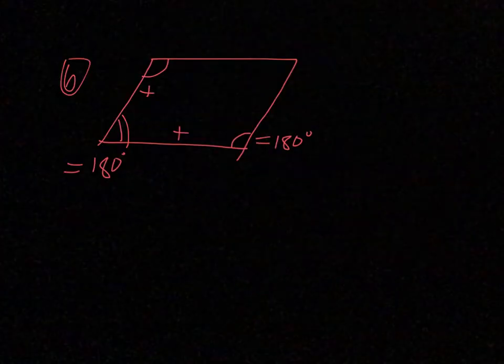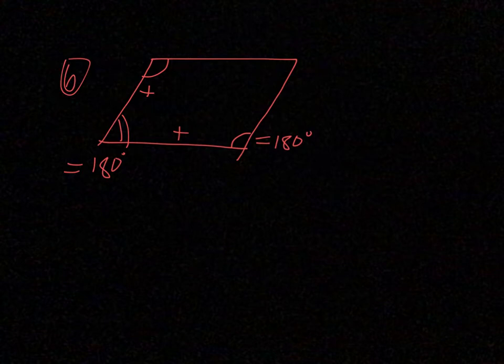Okay, the last way that we can prove that a quadrilateral is a parallelogram is if we prove that consecutive angles, so if I label these A and B are consecutive, meaning that they are next to each other or adjacent to each other. So they are consecutive, they go around the parallelogram, the next angle. If those consecutive angles are supplementary, meaning that they add up to 180 degrees, then we can say the quadrilateral is a parallelogram.